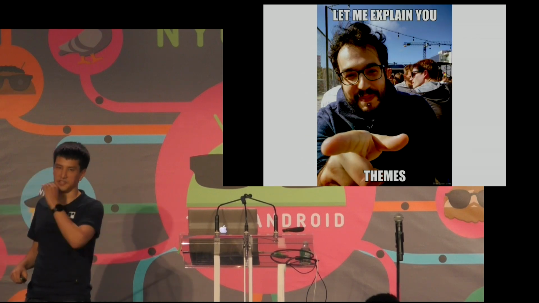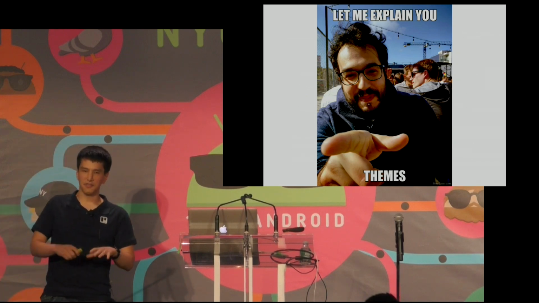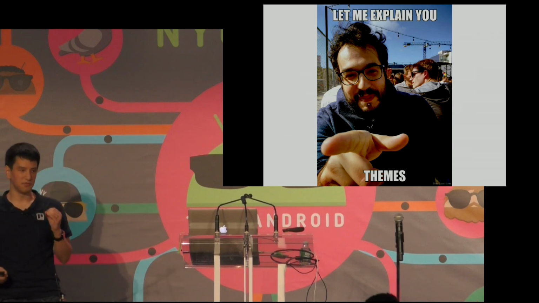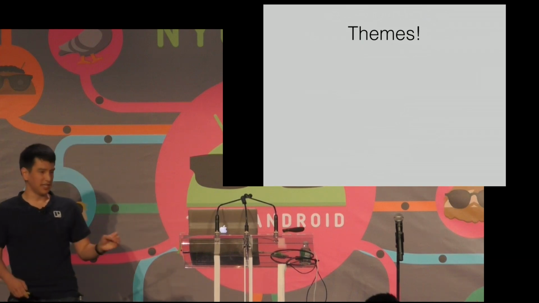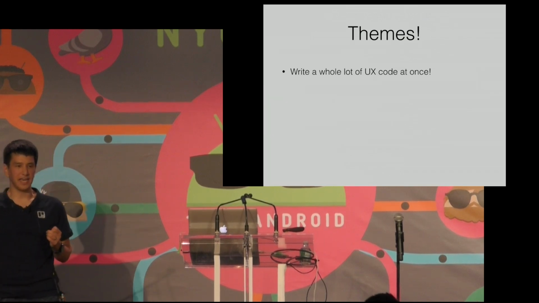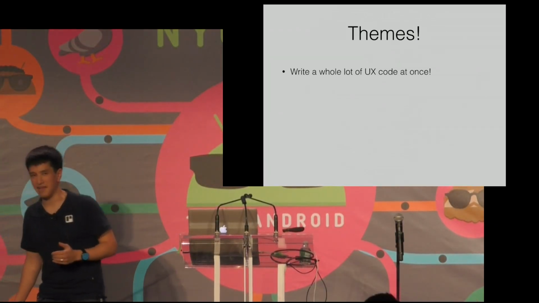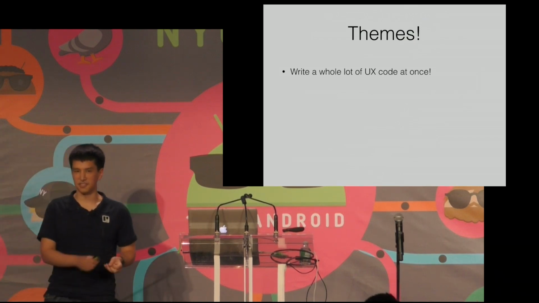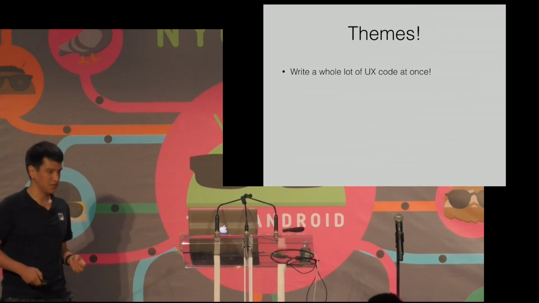So I told you all of that so I could tell you about this, which is themes. Because themes are a grander idea on styles. Because styles are very local. They're very local to an individual view. Themes allow you to do a lot more. So what do they let you get away with? They let you write a whole lot of UX code at once. So instead of defining a single style and having to apply it manually to every view that you want to have it, you can do things like, I'm going to define the default color that my app is going to look like, and it'll just apply it to all the widgets on your system. So you get a lot more leverage using themes.